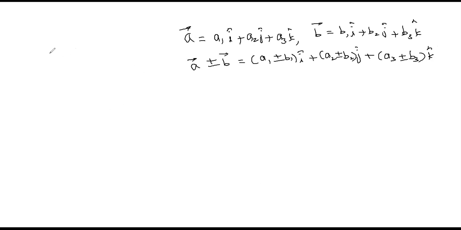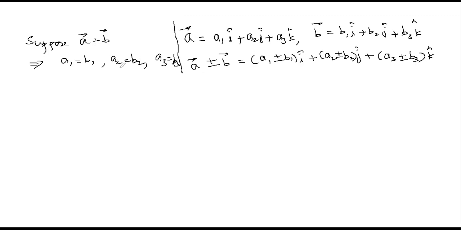their components. Suppose A is equal to B. We have given that vector A is equal to vector B. So that means their components are equal. So we can say that A1 is equal to B1, A2 will be equal to B2, and A3 will be equal to B3. Okay, because they are equal. So when they are equal, their components can be equated.